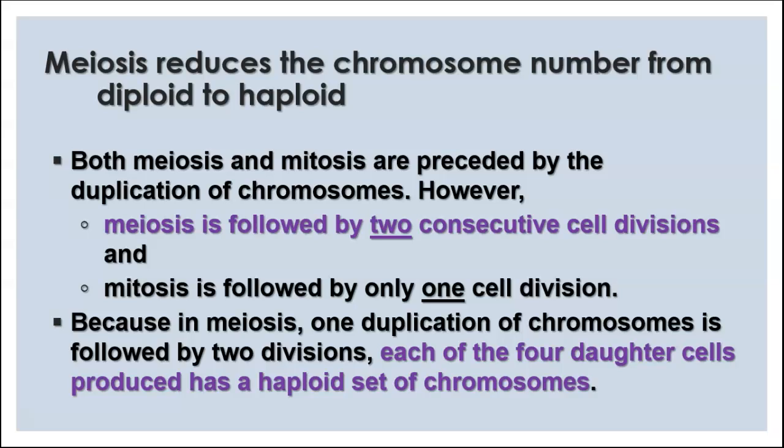The 2 types of division are very similar, and we'll look at a comparison of the 2 different types as we talk more about meiosis. They both are preceded by the same G1, S, and G2 phase of the cell cycle. The part that's different is the M phase. In mitosis, we have only one cell division that produces 2 daughter cells that are identical to the parent cell. Meiosis, however, is followed by 2 sets of divisions after that one duplication that produces 4 daughter cells, each of which has the haploid set of chromosomes.